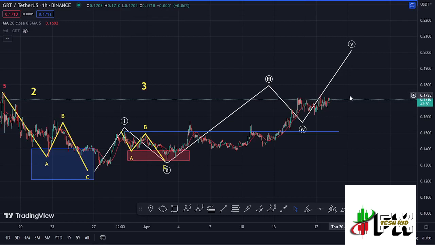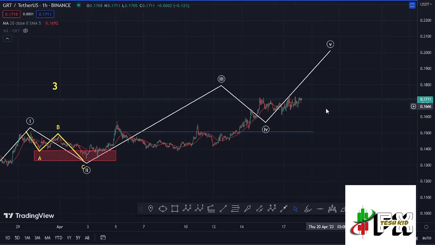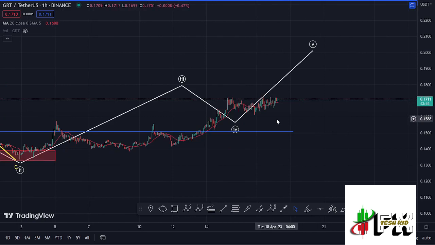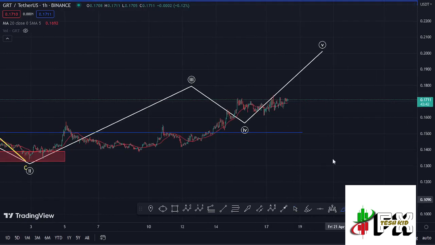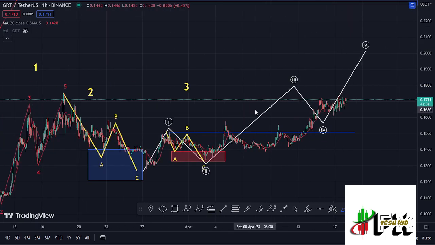Welcome back to Teshkid FX for another GRT price prediction update, which at the time of this recording is holding above the 20-day MA here on the 1 hour chart, which is now acting as support for us to continue gearing up.